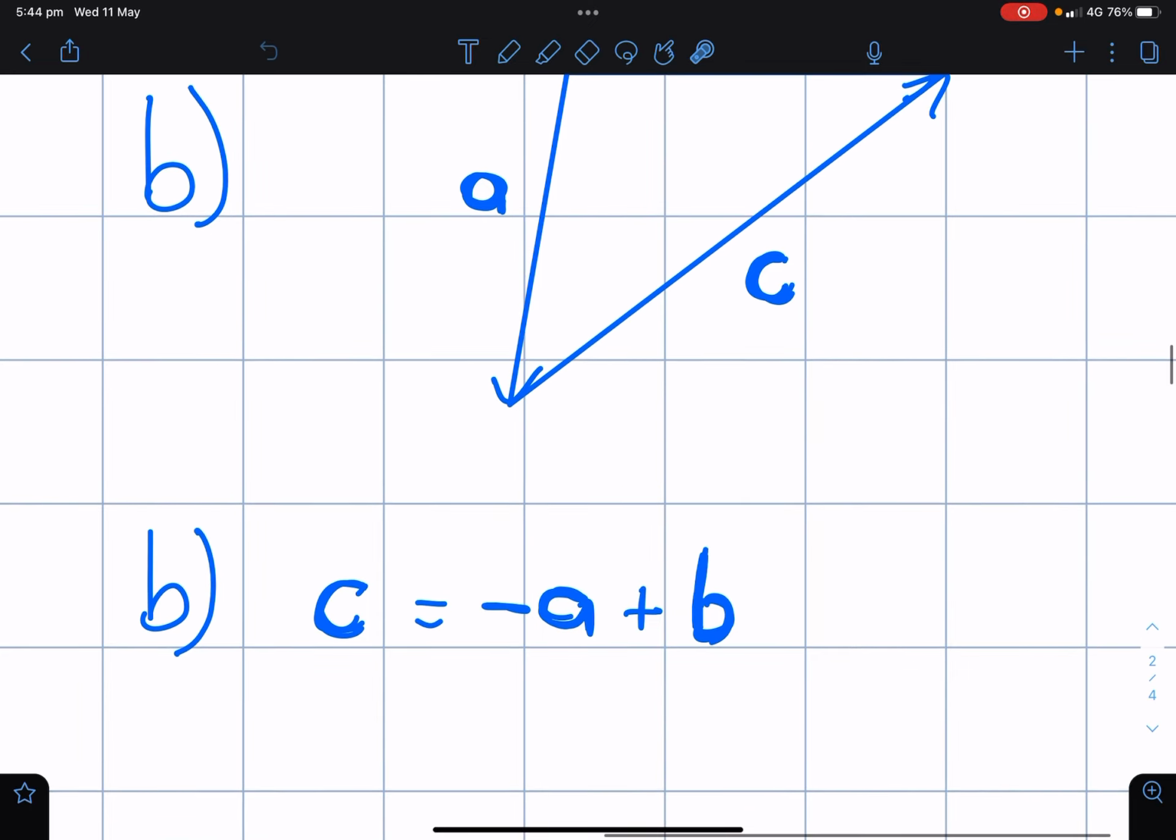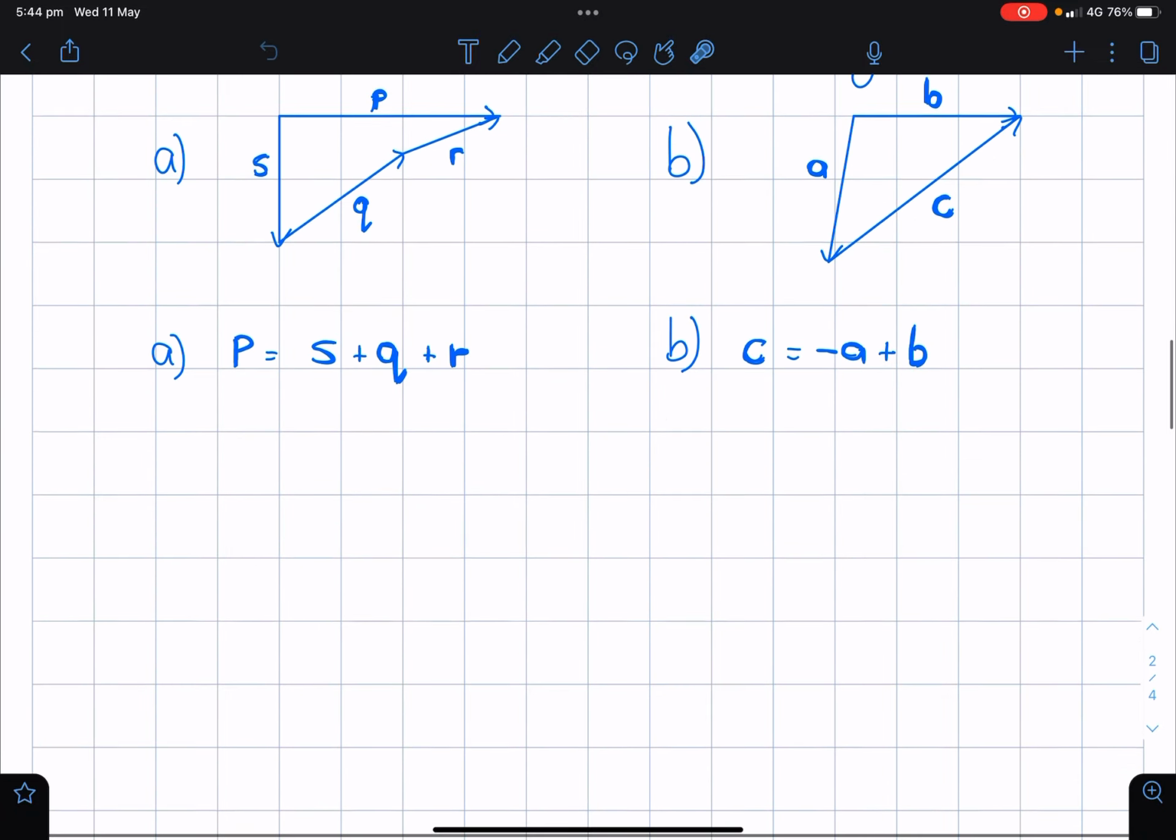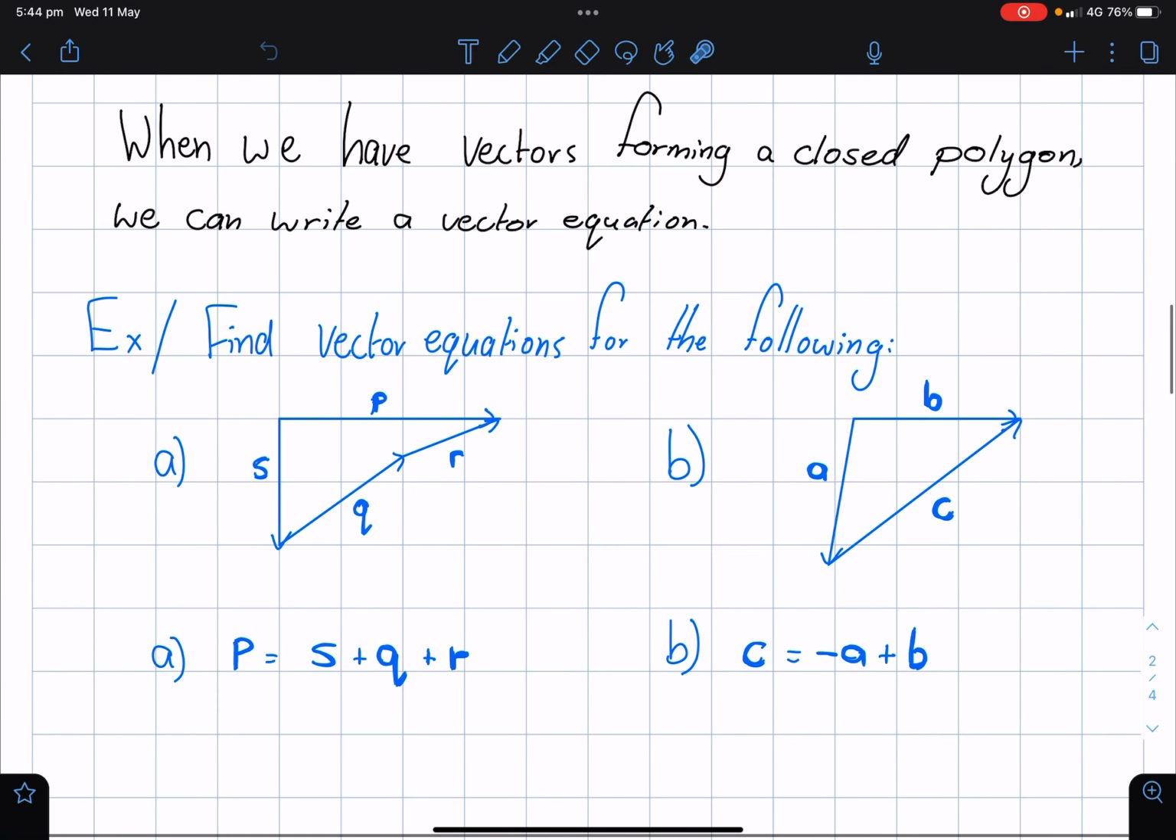All right, and you make sure you are writing it in this order. It's not like regular addition or subtraction where you can do it in any order. Vector addition and subtraction is really important that we are making sure we're putting it in the correct order. All right, it is as easy as that.